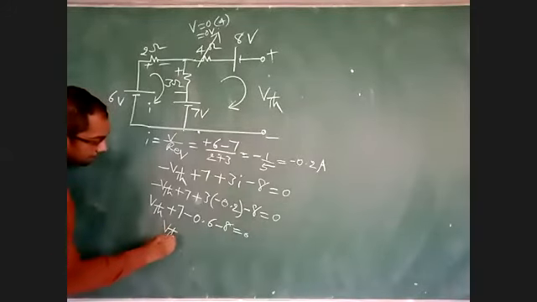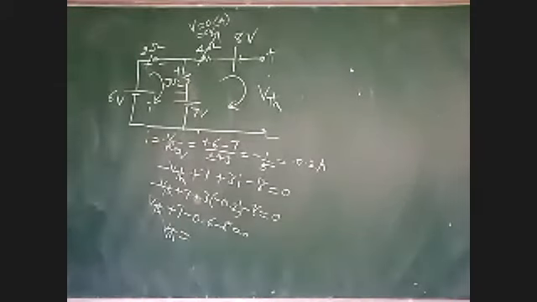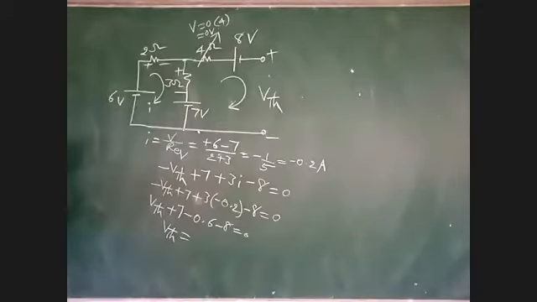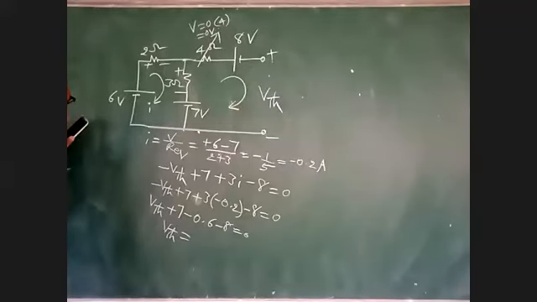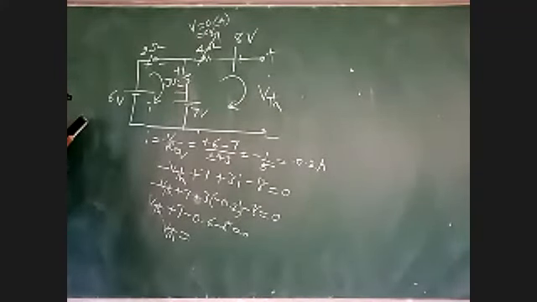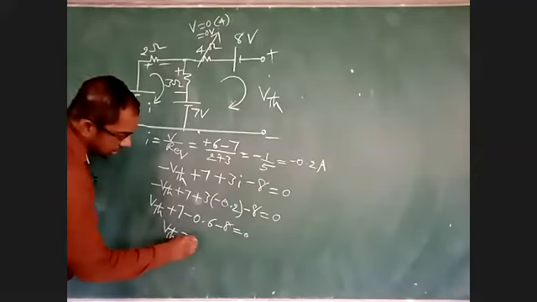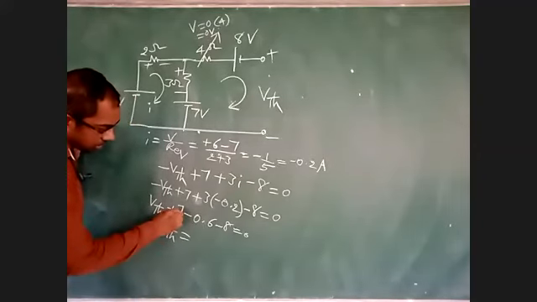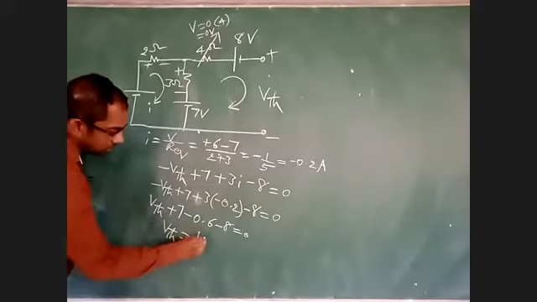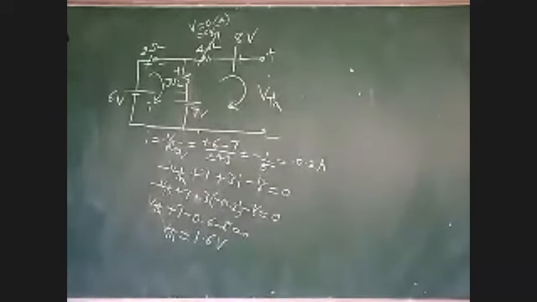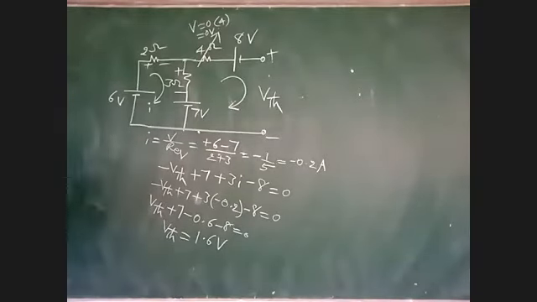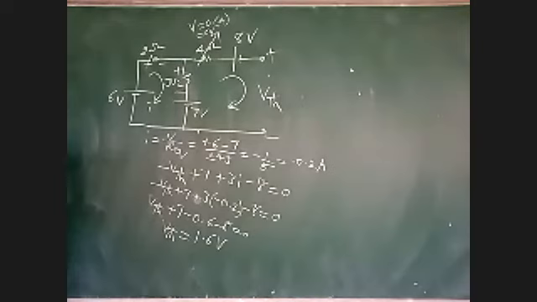-0.4. How much VTH? 0.6. Minus or plus? Minus 1.5. 7 minus 0.6 minus 8. How much? Minus 1.6. If it comes to that state, is it okay? 1.6 volts. This is your VTH.